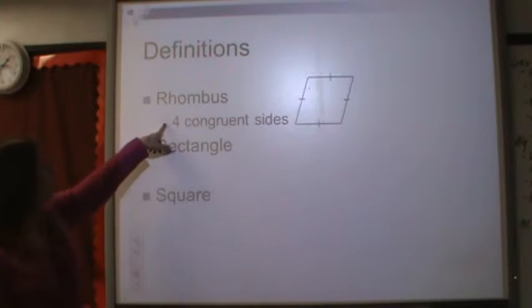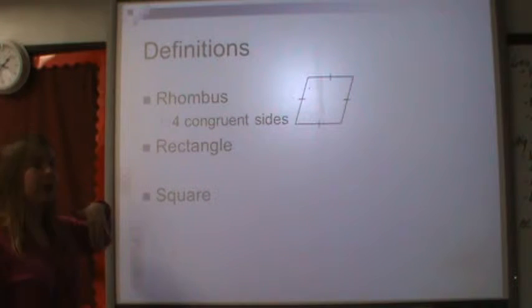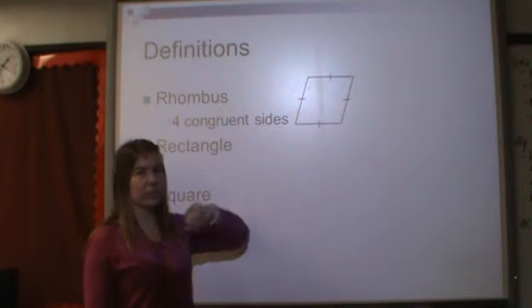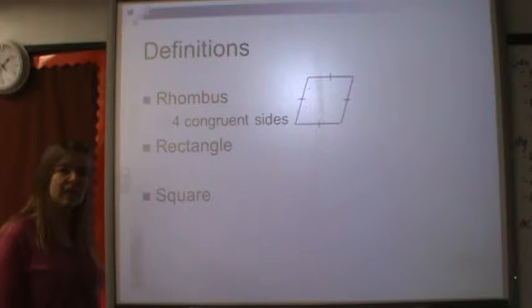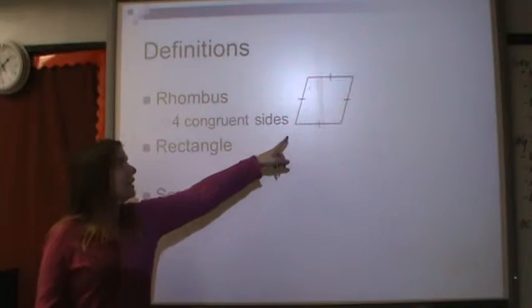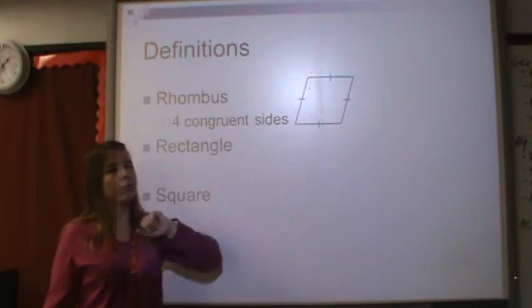So first thing we know, a rhombus. It's a parallelogram first that has four congruent sides. I know when we say four congruent sides, a lot of people think it's a square, but it starts as a rhombus. So we only know all four sides are congruent.